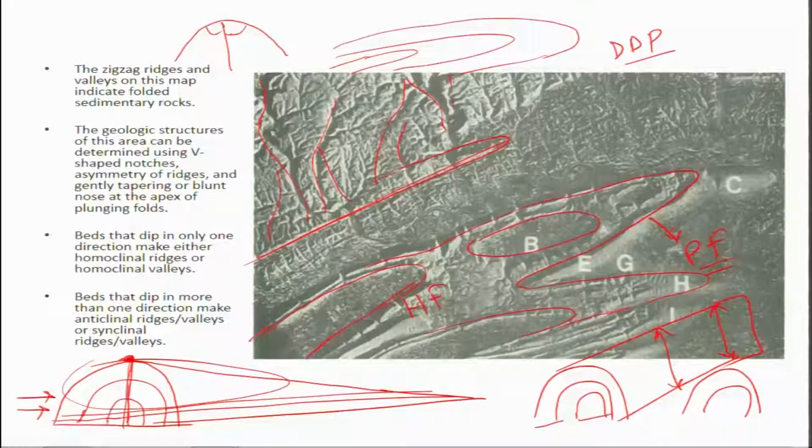The next thing is the beds that dip in more than one direction make anticlinal ridges, valleys or synclinal valleys. So, where there is a combination of two folds in a series, one of them must be an anticline, another should be syncline. So, in this case when you get a higher part of the beds on the core section of a fold, it means this fold must be anticline.